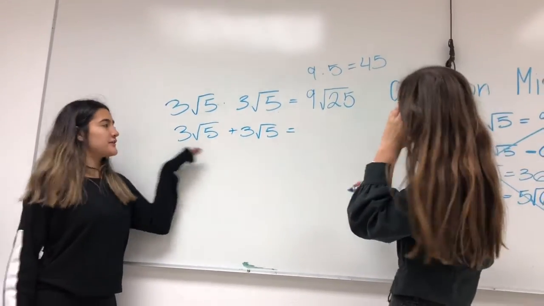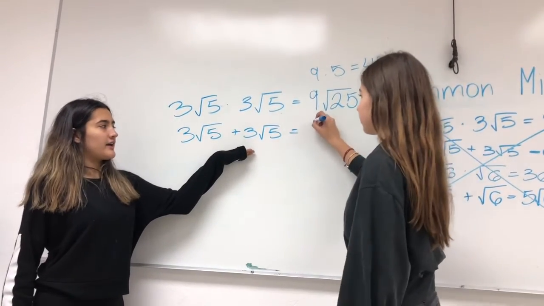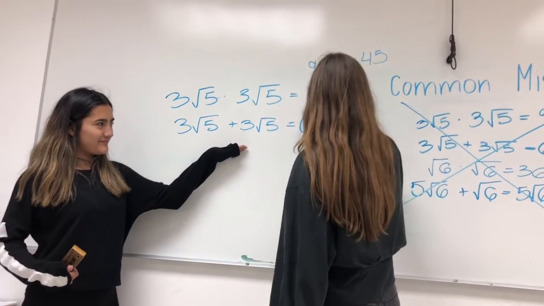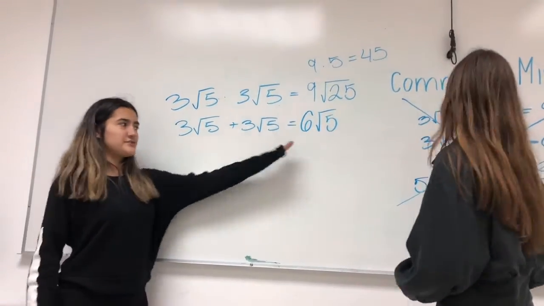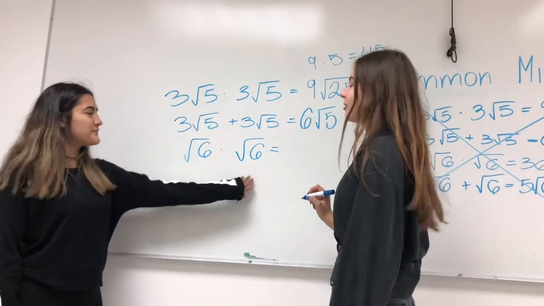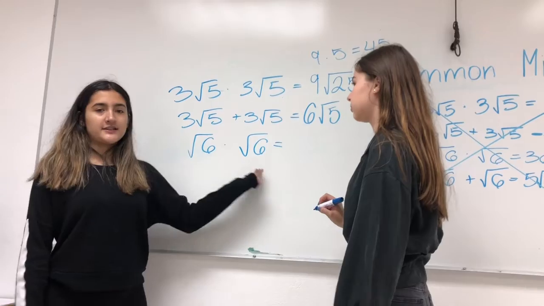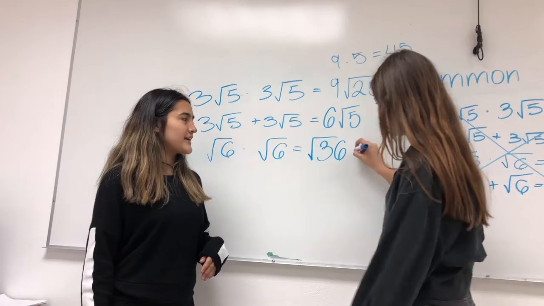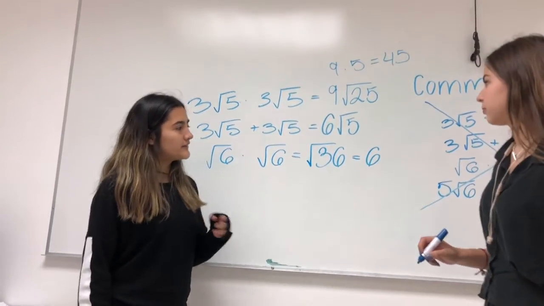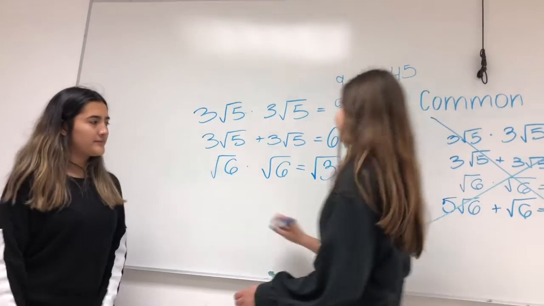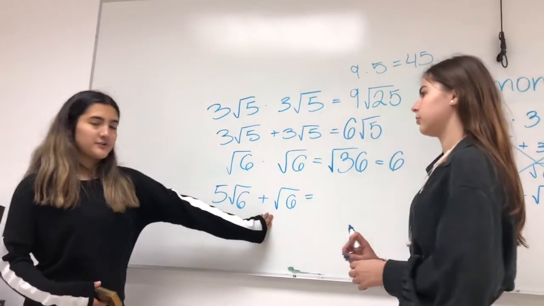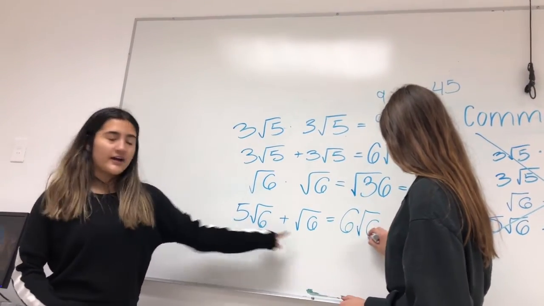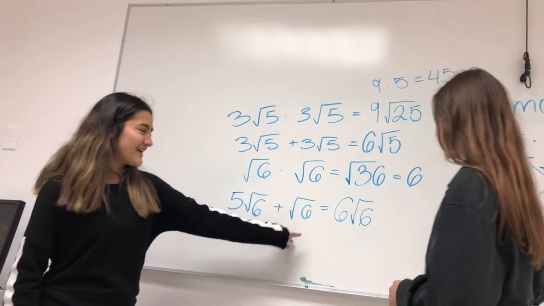When you add radicals, the number that is outside adds, and the one that is inside should stay the same. When you multiply radicals, you multiply the number that is inside the radical, but don't forget to put your radical sign. And then simplify, and you have 6. You should know that these ones count as a 1 outside. And when you add 5 and 1, you get a 6.